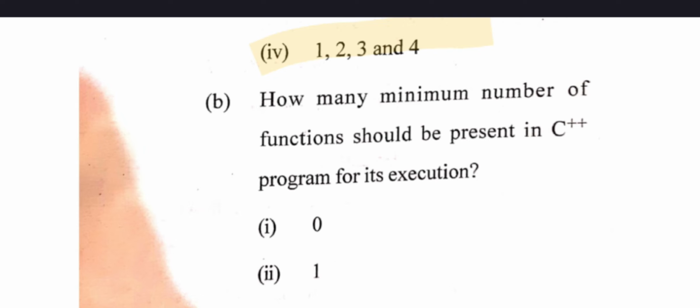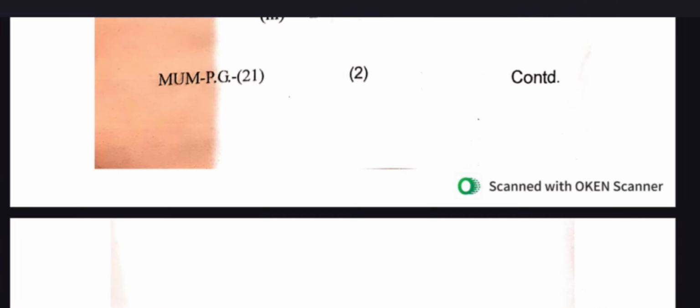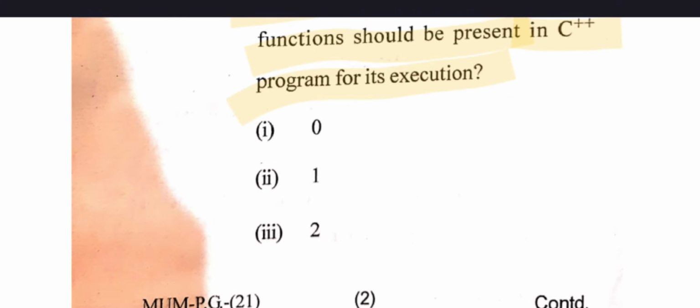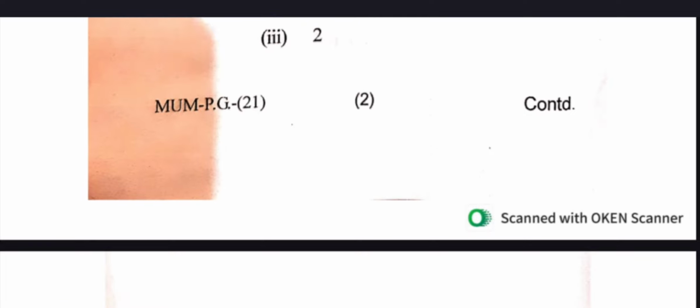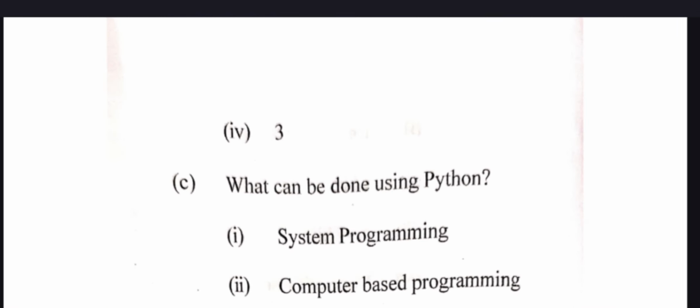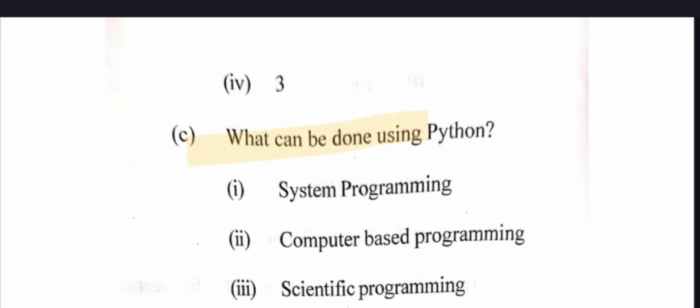So question number B is here. How many minimum number of C functions should be present in a C++ program for its execution? So the correct option in this section, you will see these four options. So one is the correct option.